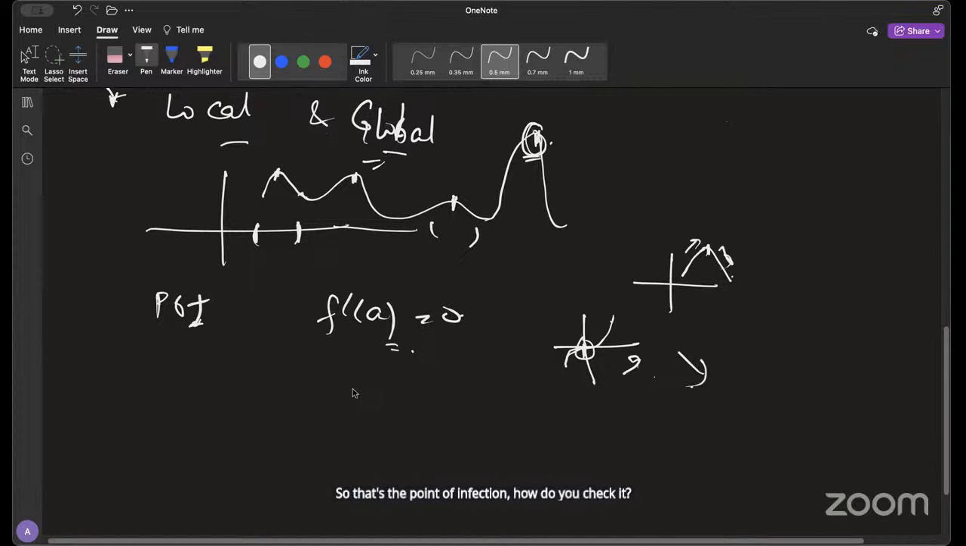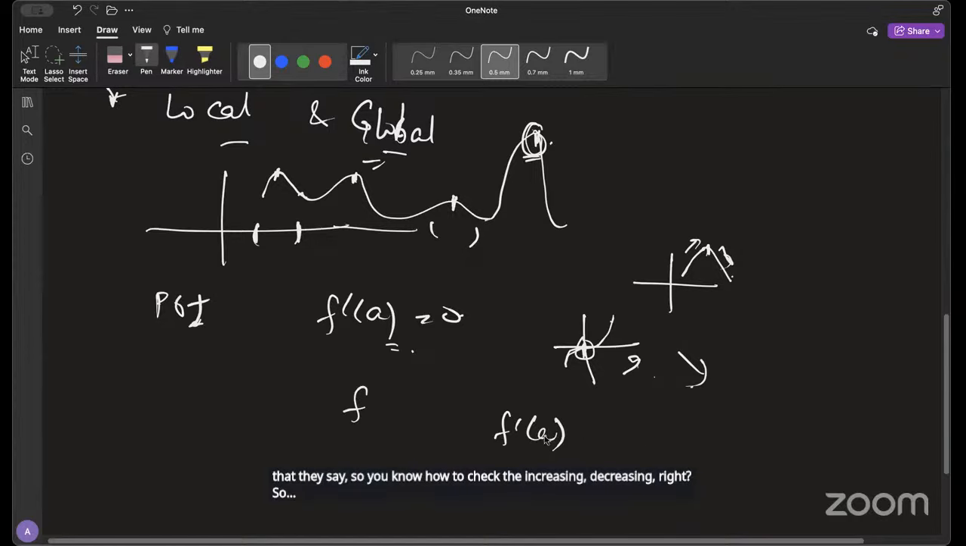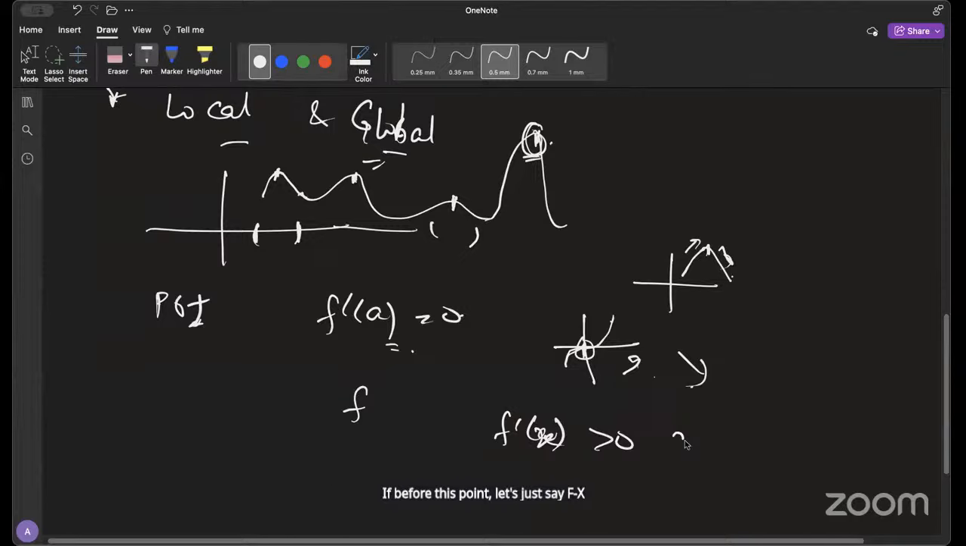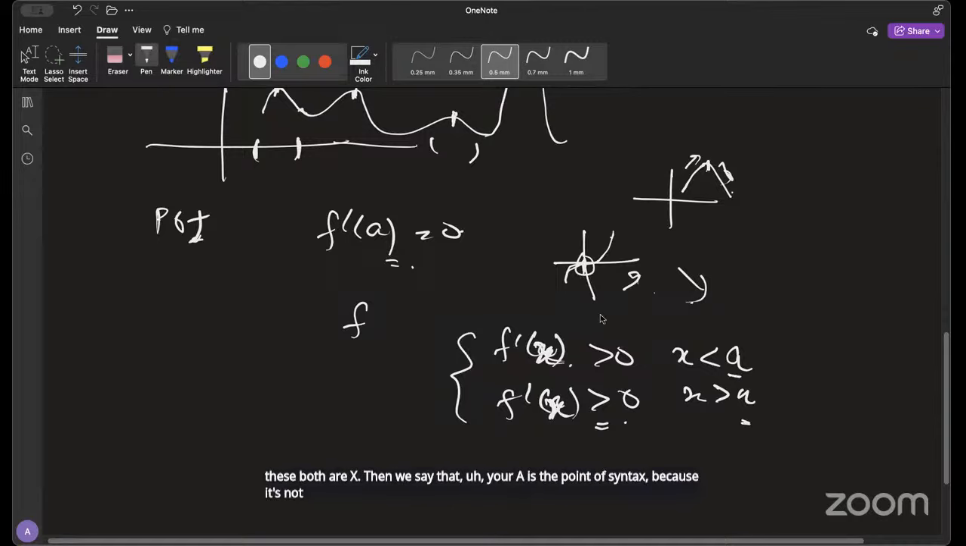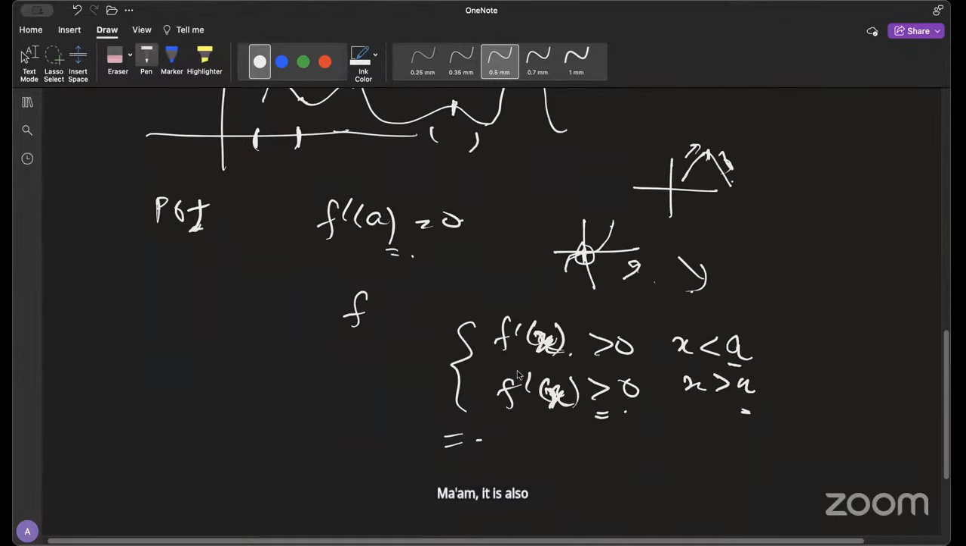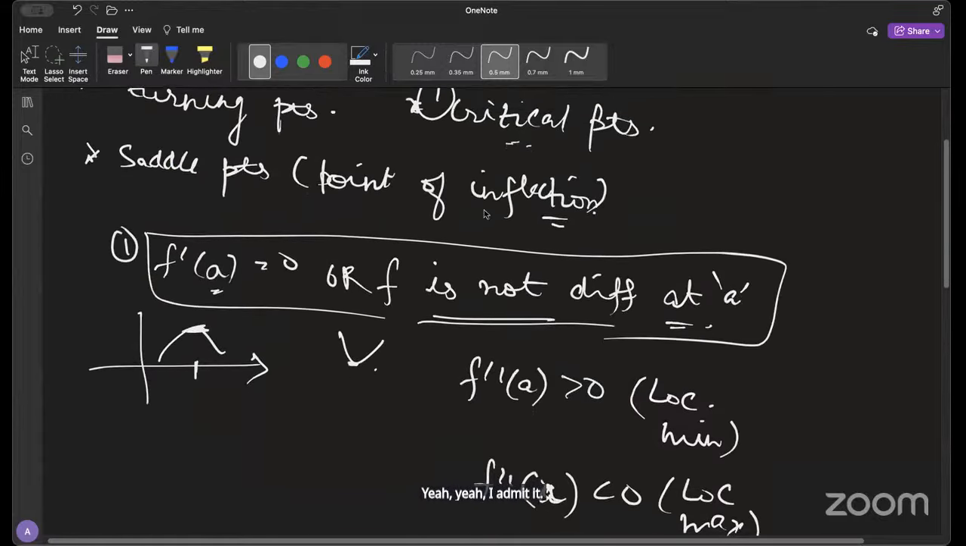How do you check it? You know how to check the increasing decreasing thing, right? So if before this point, let's just say f dash x is greater than 0 for x less than a, and for x greater than a, it's still greater than 0, then we say that a is a point of inflection, because it's not actually changing from increasing to decreasing or decreasing to increasing. This is also called a saddle point. Yeah, I've written it: saddle point or point of inflection.